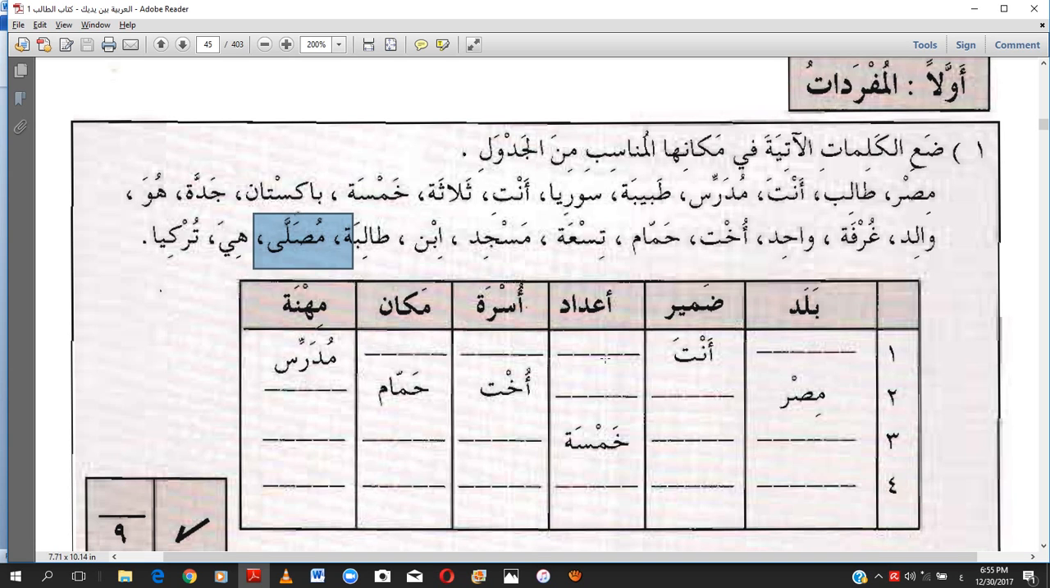I'm trying to figure out what it is. What does "ghurfa" mean? Bilal is asking a question. Room. Dang. No. I don't know that one, dude.